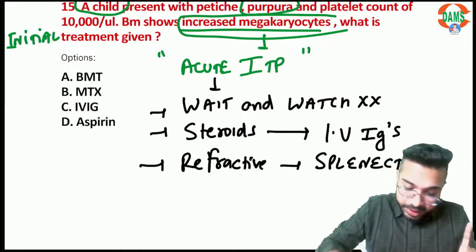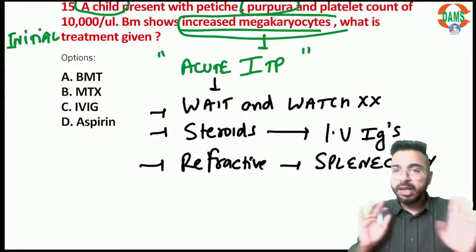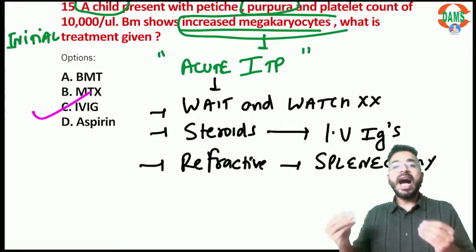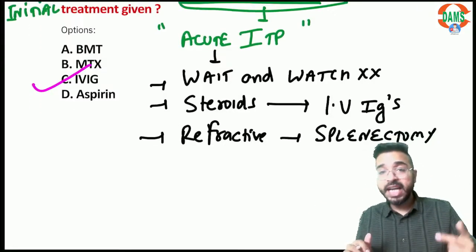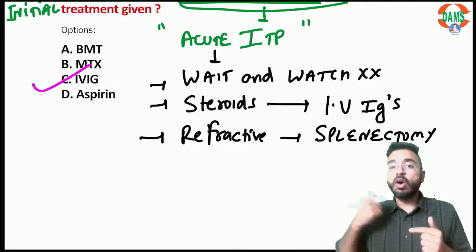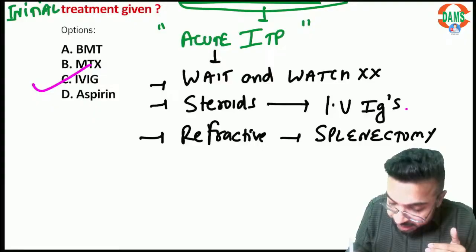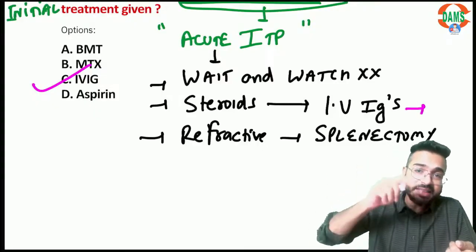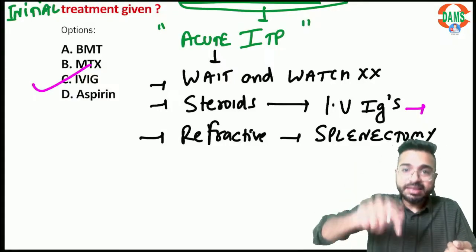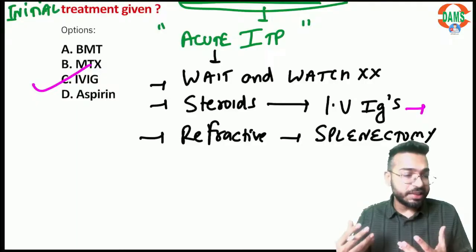So now, initial treatment, three possibilities. Wait and watch given? No. Steroids given? No. So the better answer becomes IV immunoglobulins. I told in the class, these IVIGs target the IgGs which cause damage to the platelets. They target the IgG antibodies. These recombinant immunoglobulins target the IgG in the patient's body, and these IgGs are the culprit. These IgGs are the ones which cause damage to the platelets. So these are the IV IgGs given to the patient.